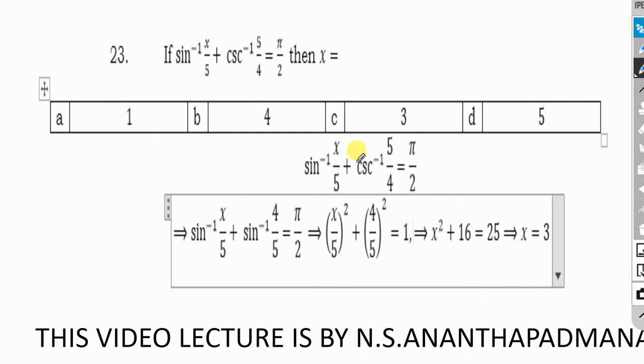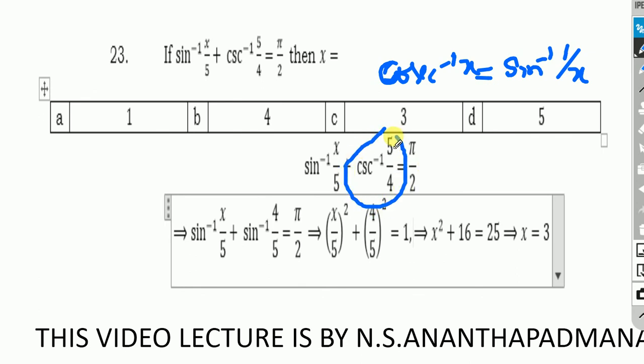So now we can write this cosecant inverse of 5 by 4 as sine inverse of 4 by 5, because you know that sine and cosecant are reciprocals, and cosecant inverse of x is equal to sine inverse of 1 by x. So therefore cosecant inverse of 5 by 4 can be written as sine inverse of 4 by 5.